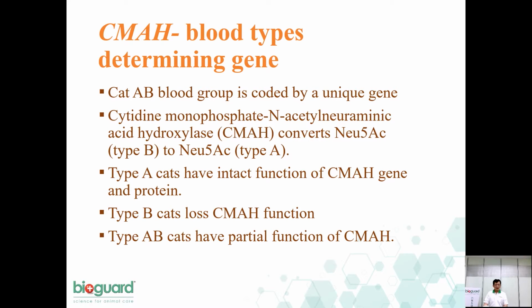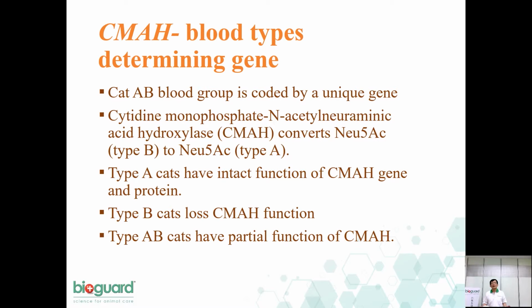The blood types of cats are determined by the CMAH gene. This gene encodes a protein called CMAH, actually it's an enzyme. This enzyme can convert NeuAc, the type B antigen, into the type A antigen. In type A cats, because they have intact function of this CMAH gene and protein, therefore the antigen on the membrane will all be converted into type A antigen. As a result, they show type A.